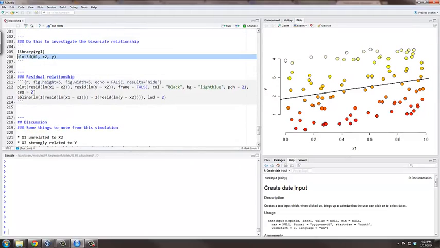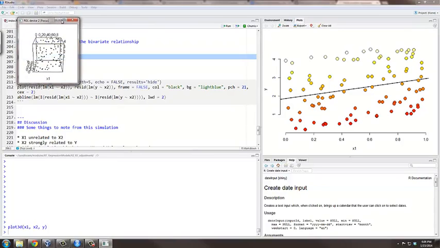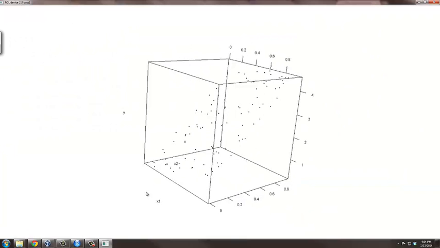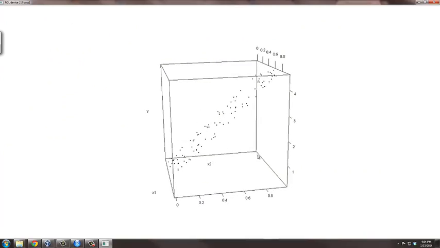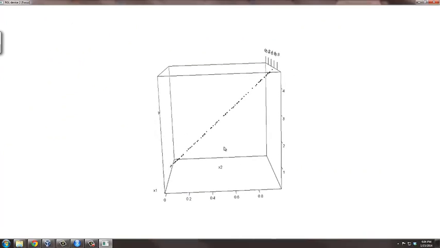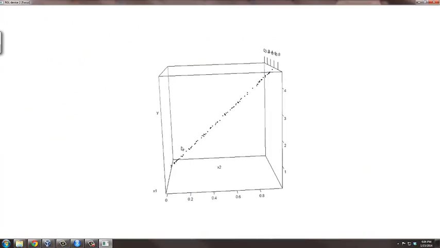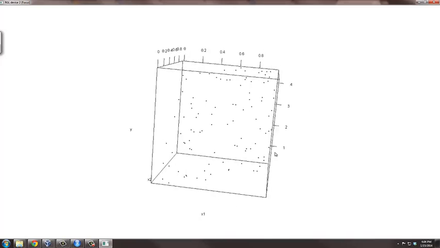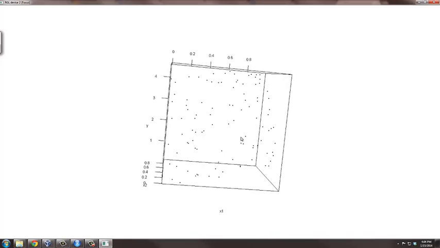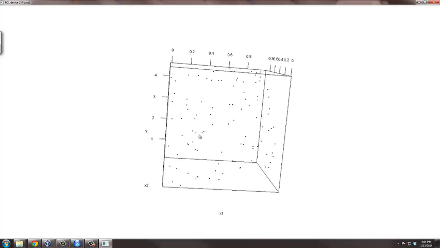But let's actually do the 3D plot instead of the 2D plot. And there it is in RGL. And you can see that there's this strong relationship between y and x2, and then this kind of less clear relationship between x1 and y, and that's the kind of noisy regression line that we saw from the previous page.